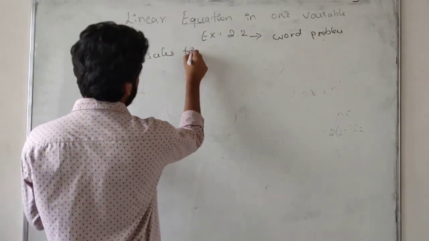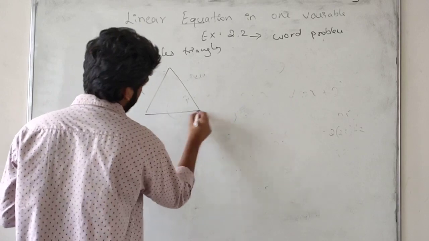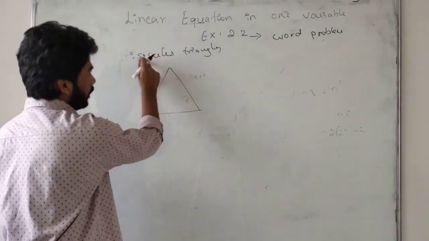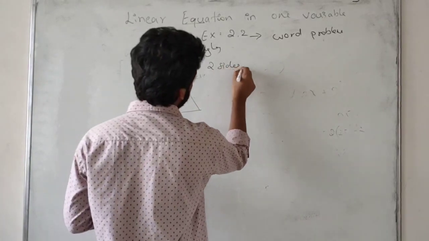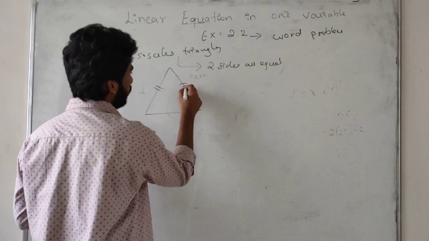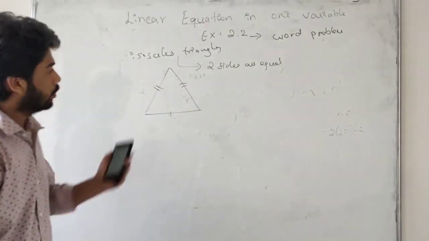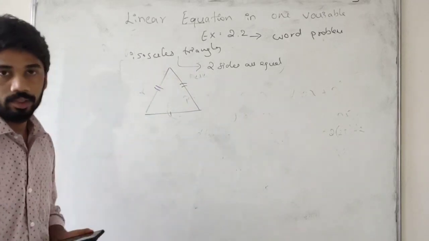First you have to know the isosceles triangle. What does isosceles triangle mean? This is a triangle. In an isosceles triangle, two sides will be equal. Two sides are of equal length. So this side and this side will be equal, and one will be the different side. So this kind of triangle is called an isosceles triangle.